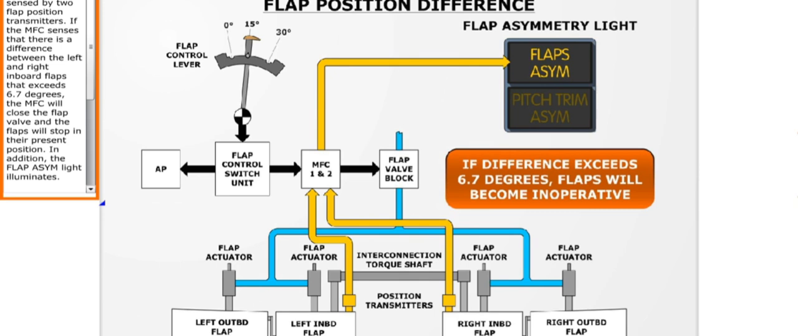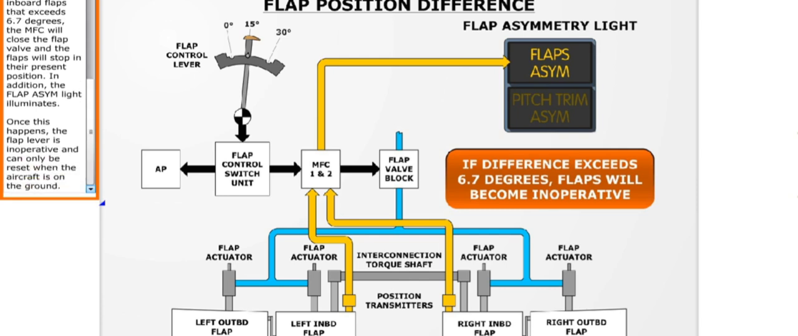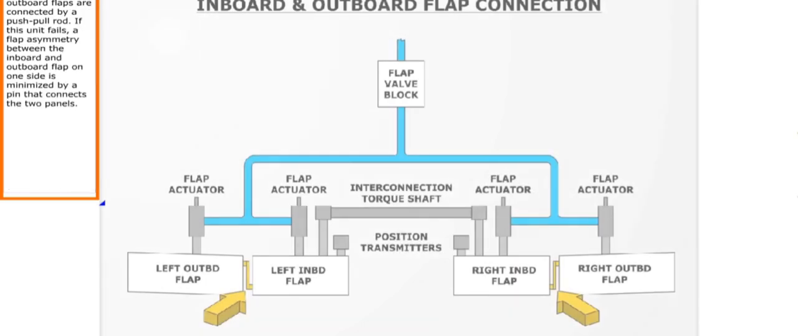Flap position is sensed by 2 flap position transmitters. If the MFC senses that there is a difference between the left and right inboard flaps that exceeds 6.7 degrees, the MFC will close the flap valve and the flaps will stop in their present position. In addition, the flap asymmetry light illuminates. Once this happens, the flap lever is inoperative and can only be reset when the aircraft is on the ground.